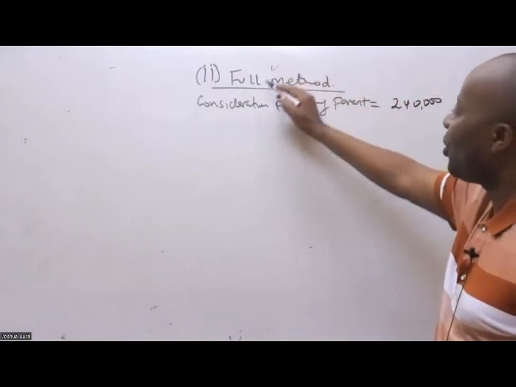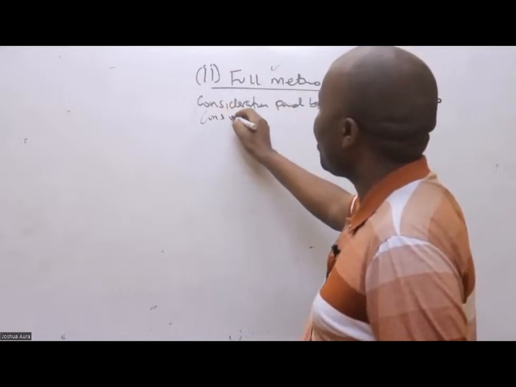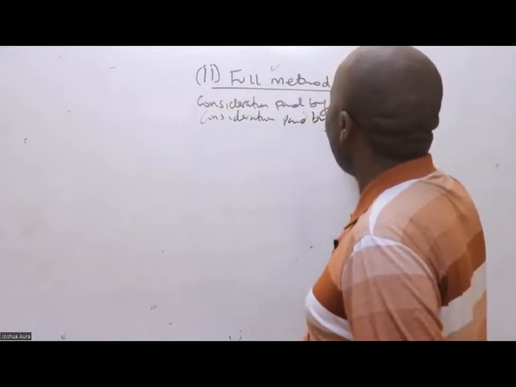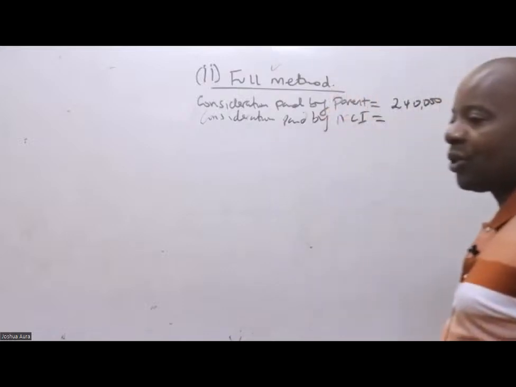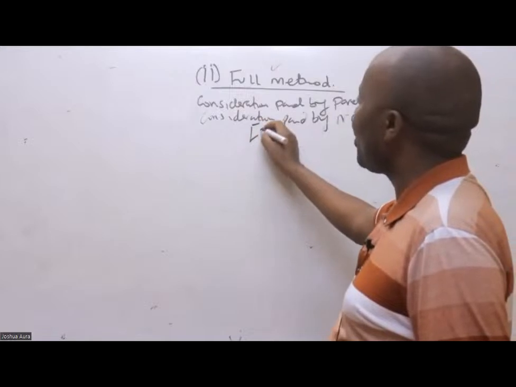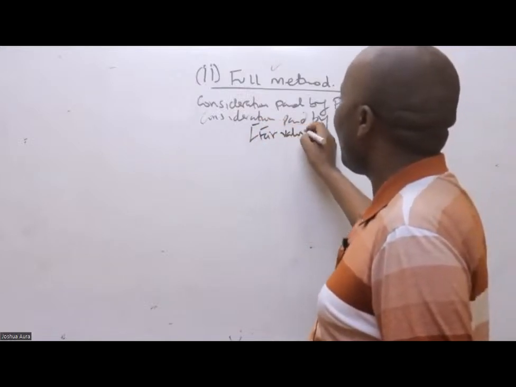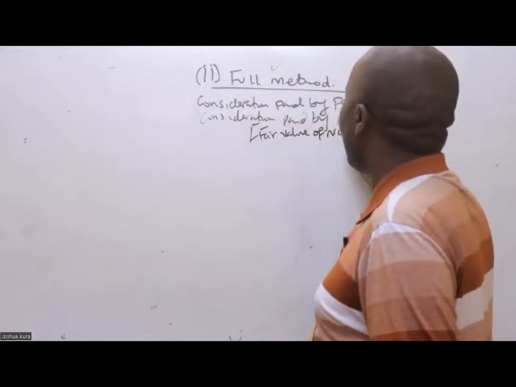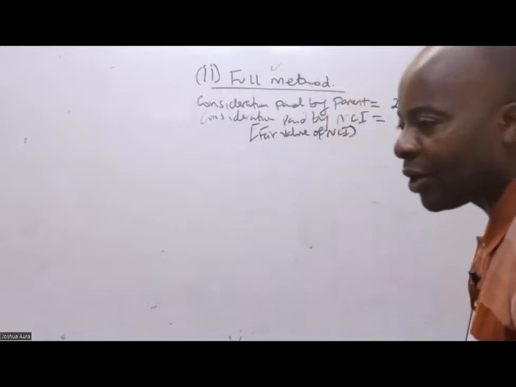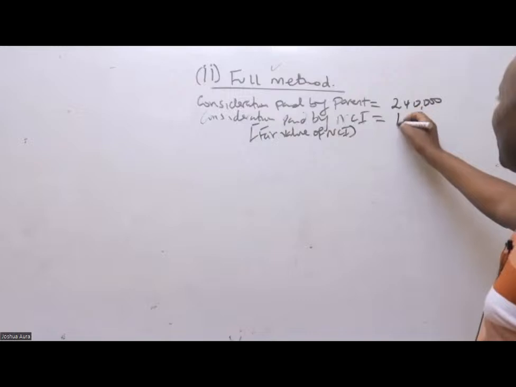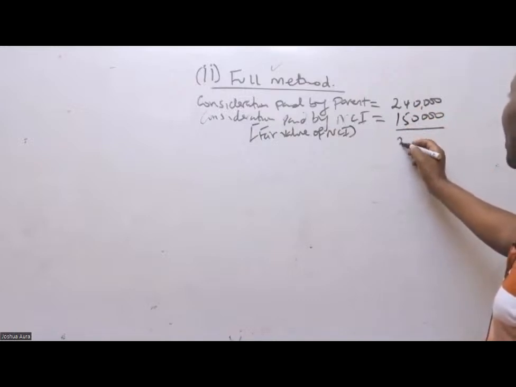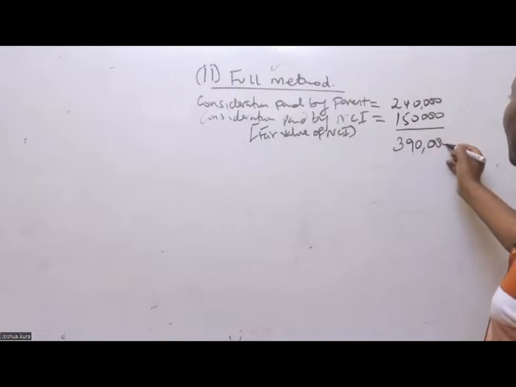Because it's the full method, we must talk about consideration paid by the NCI, the fair value of the NCI. Is there anybody who is able to see the fair value of the NCI? According to UMI, it's 150,000. So in this case here, we have 390,000. Great.